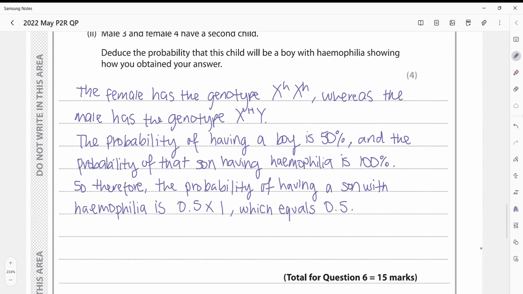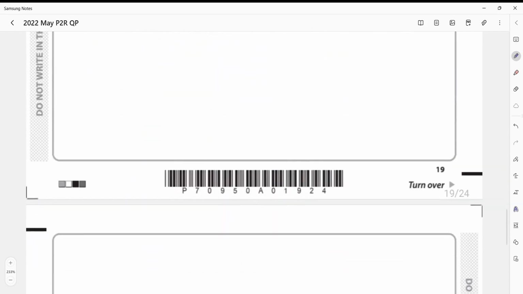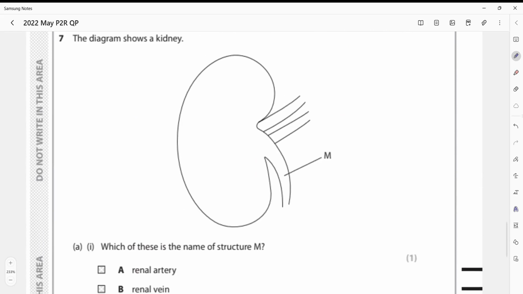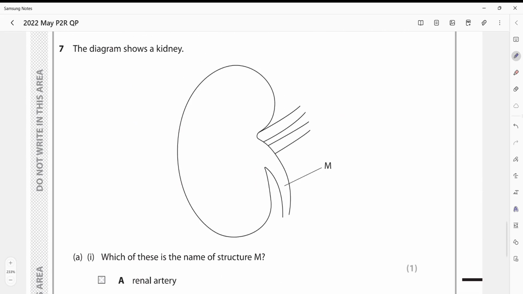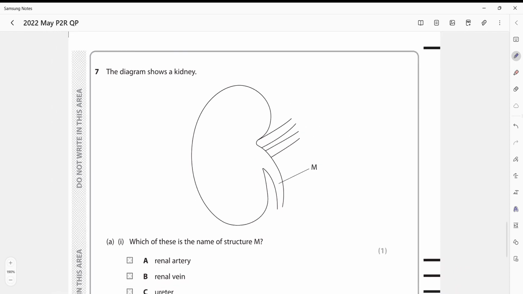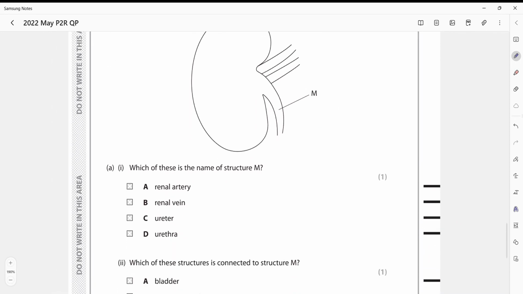All right, because they do tell you to show your working out, show how you obtain your answer. All right, let's move on to question 7. The diagram shows a kidney. Which of these is the name of structure M? Structure M is the ureter.